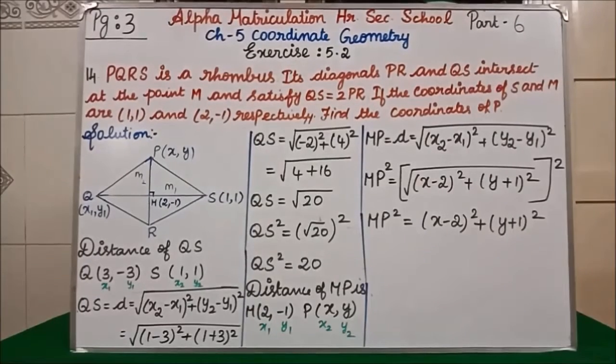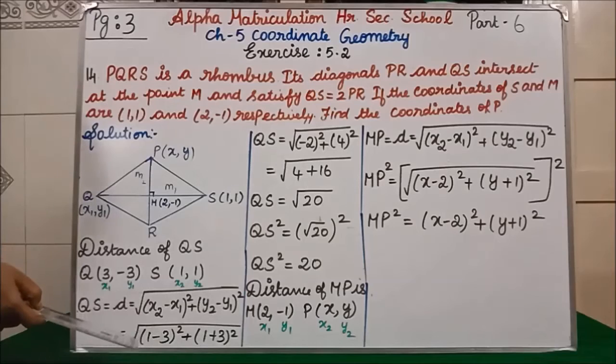In the 14th question, we are now on page number 3. Now we are going to find the distance of QS. The distance formula is the square root of (x2 minus x1) whole square plus (y2 minus y1) whole square. We know the Q point and S point, and according to that, you take x1, y1, x2, y2.